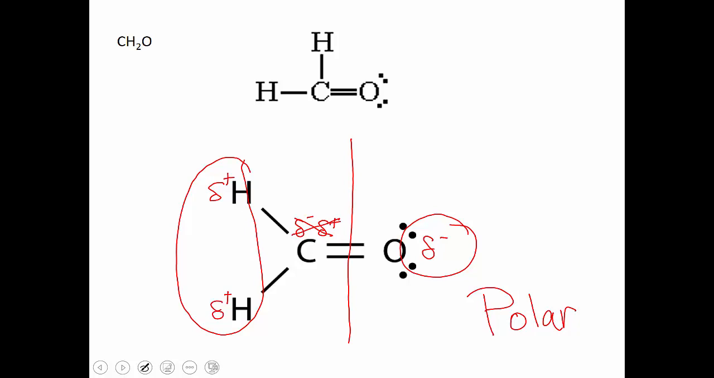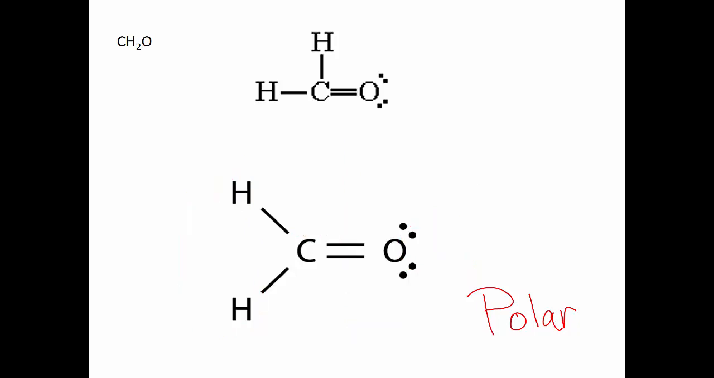Let's take a look at how we would determine polarity using arrows. Once again, we're going to look at each individual bond. Between carbon and hydrogen, the arrow is going to point towards carbon, since carbon is more electronegative than hydrogen. So each of these are going to point this way. And between carbon and oxygen, oxygen is more electronegative, so our arrow is going to point towards oxygen.